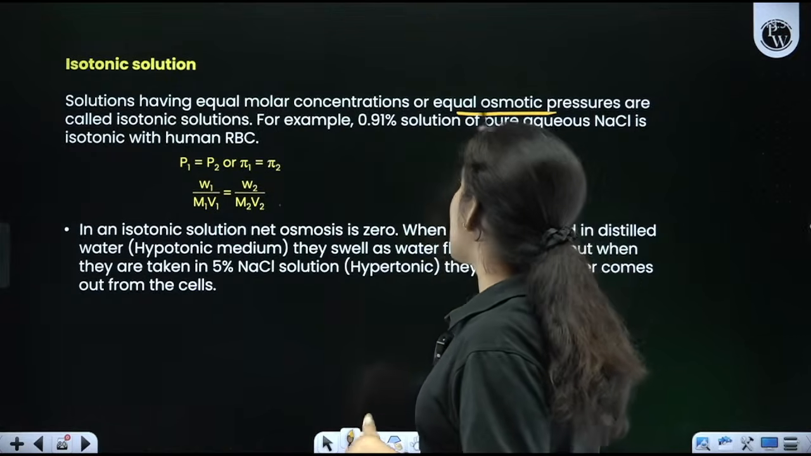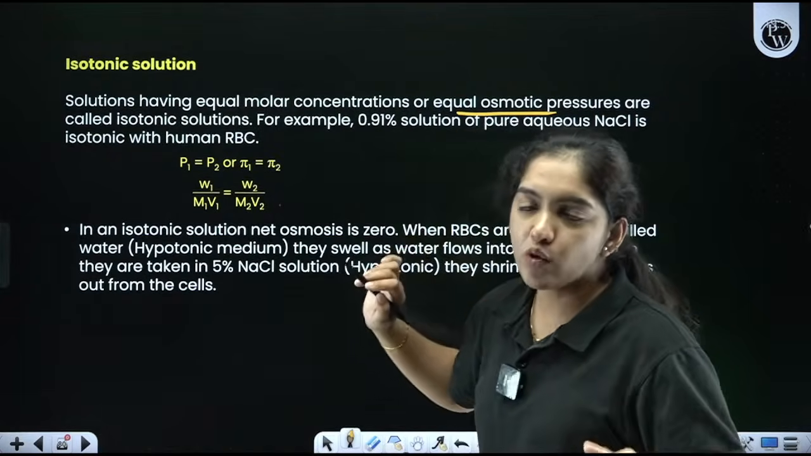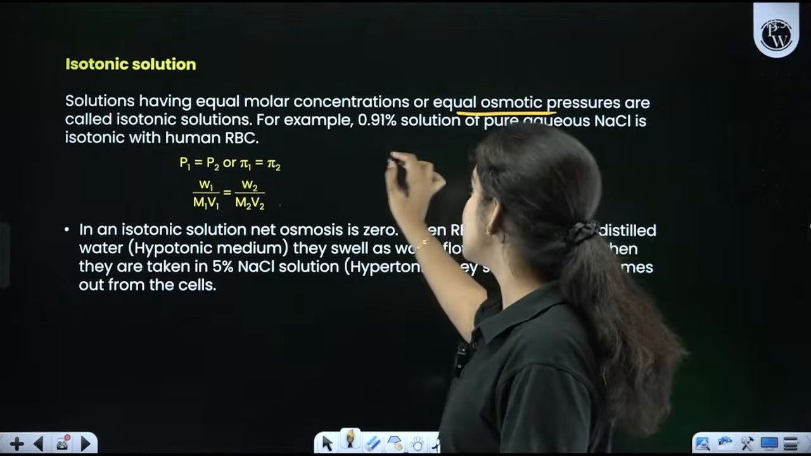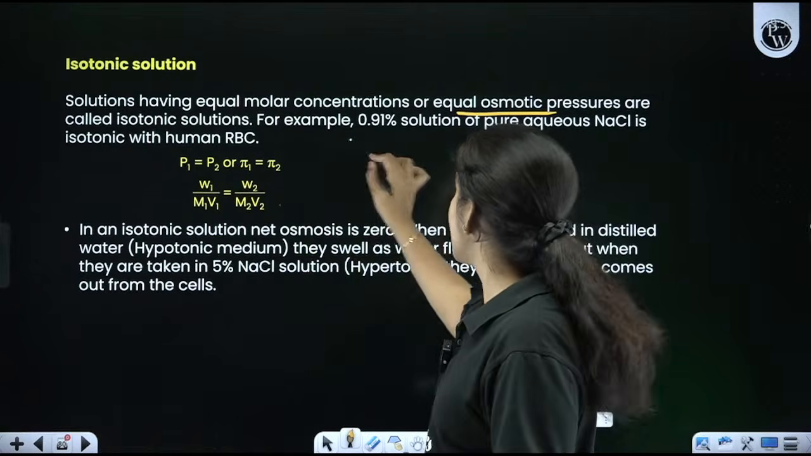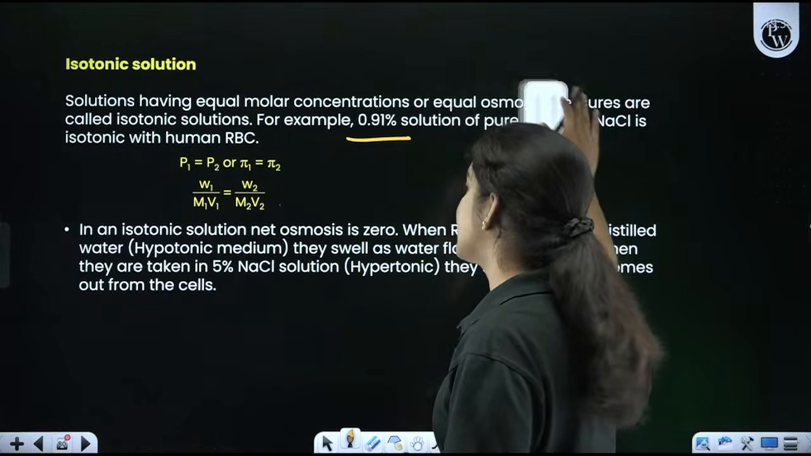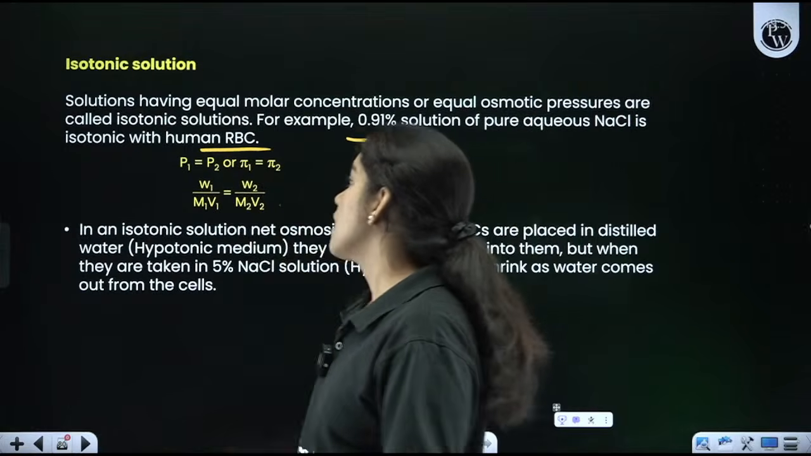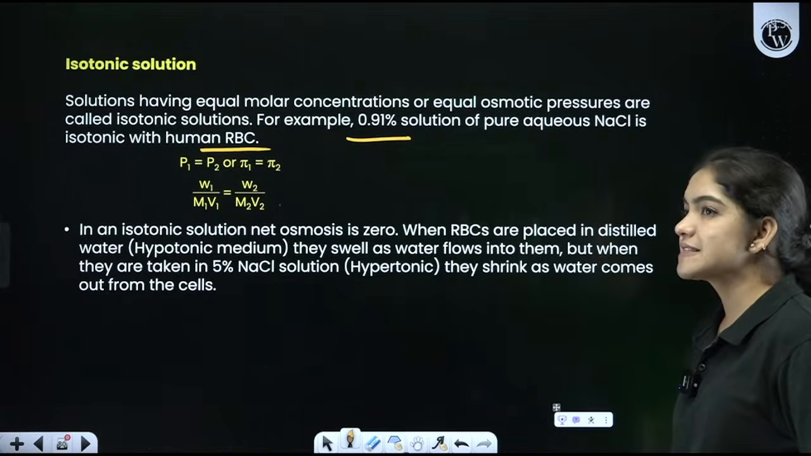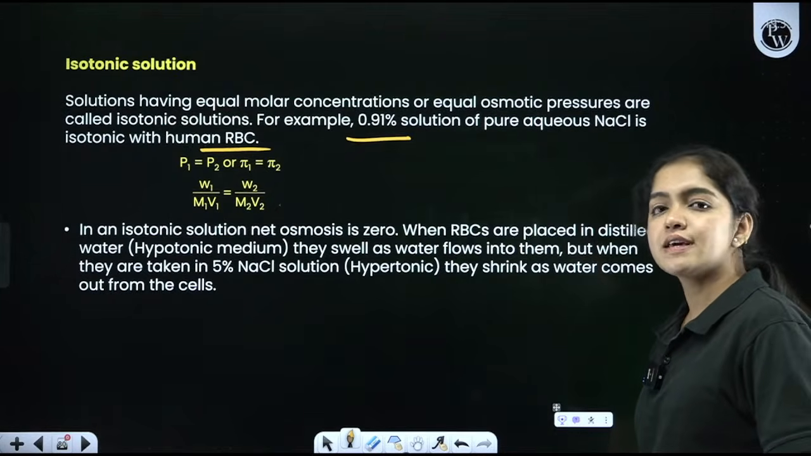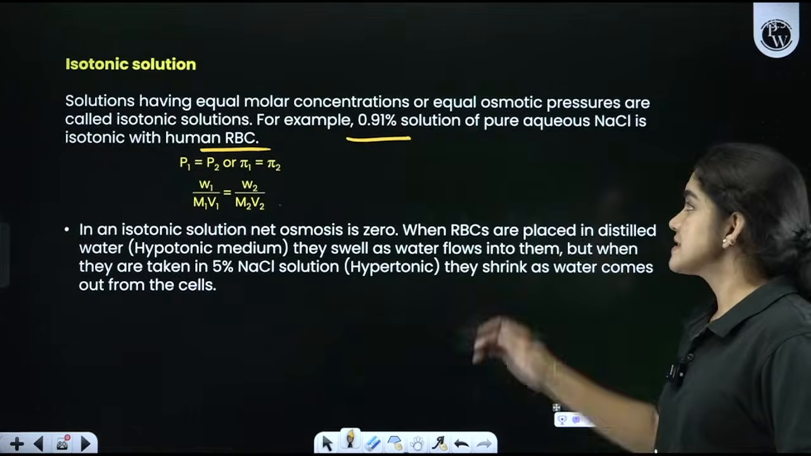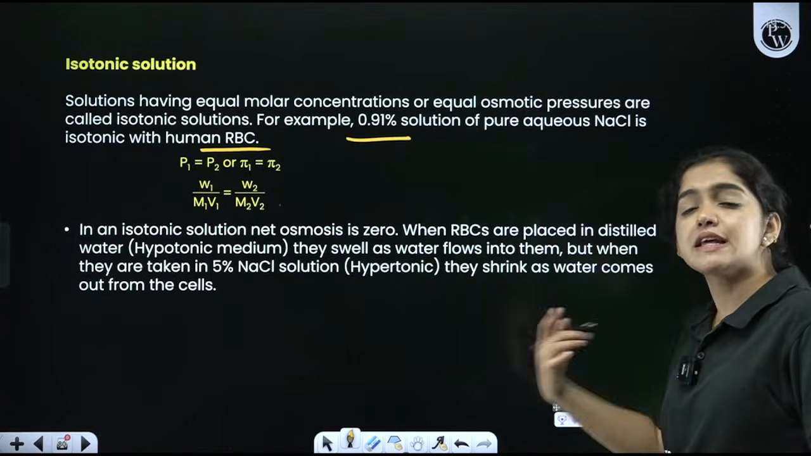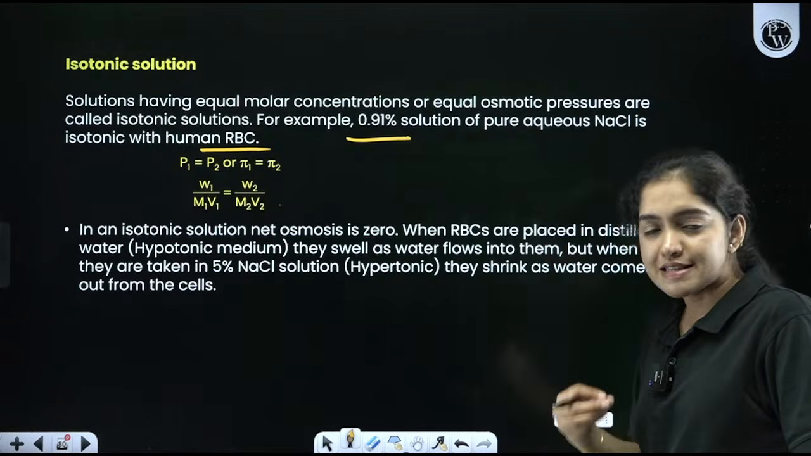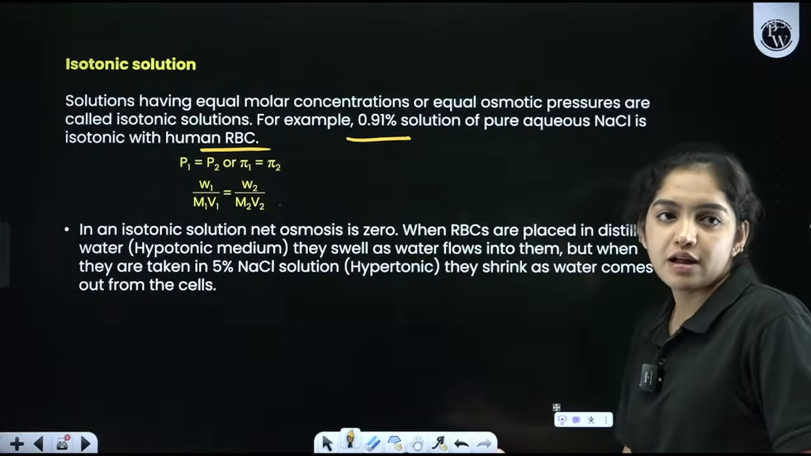If the two solutions have the same osmotic pressure, there won't be any flow. Such solutions are known as isotonic solutions. An example, and it's a previous year question, is a 0.9% aqueous NaCl solution with human RBC. What will happen if it is less than 0.9%, or greater than 0.9%? The cells will swell or the cells will shrink. There are two conditions.